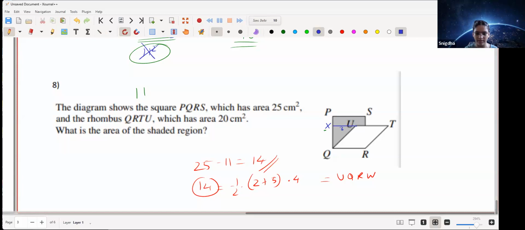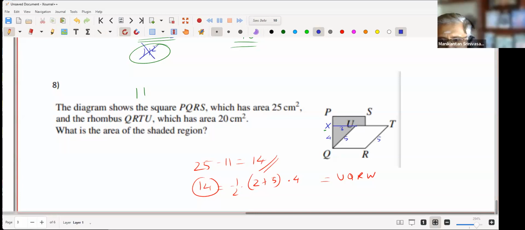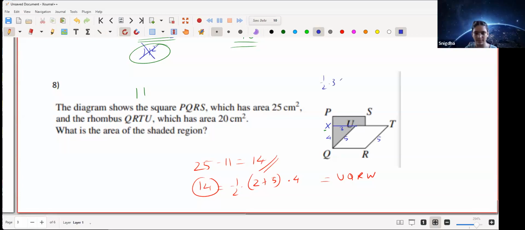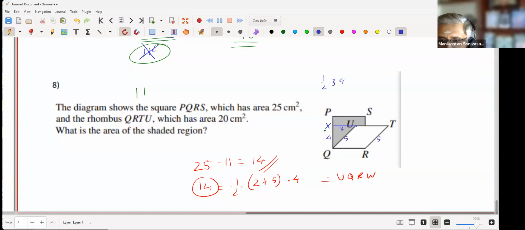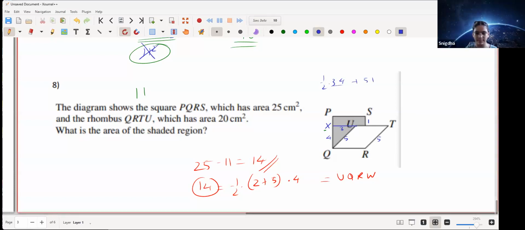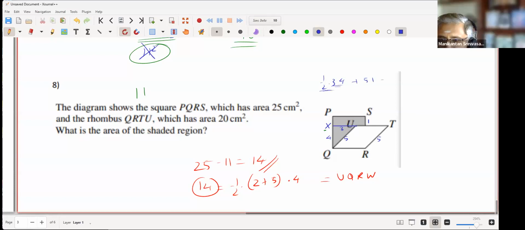Since we know that XQ is 4 and that is 5, then XU is 3. That means you're adding the rectangle and the triangle. Half into 3 into 4 is the triangle XUQ, and then the upper part is 5 into 1. So you get the same answer, 5 plus 6, which is 11.